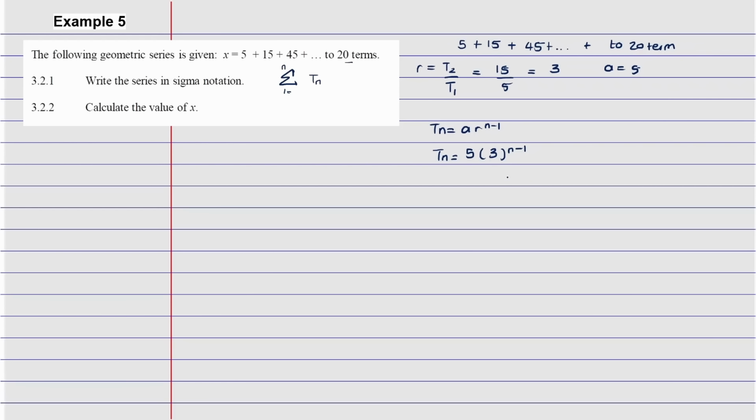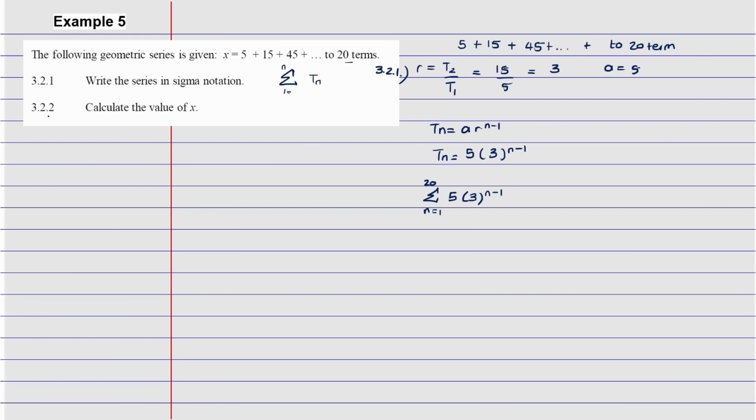So we have Tn, right? Now we're going to need to write it in sigma notation, and let me just write this as number 3.2.1. Writing it in sigma notation, it's going to be sigma. What is our last term? It's 20, because they said it's still 20 terms. Then it starts when n is equal to 1. Then you write your Tn, which is going to be 5 times 3 to the power n minus 1. And that's how you would write this in sigma notation.